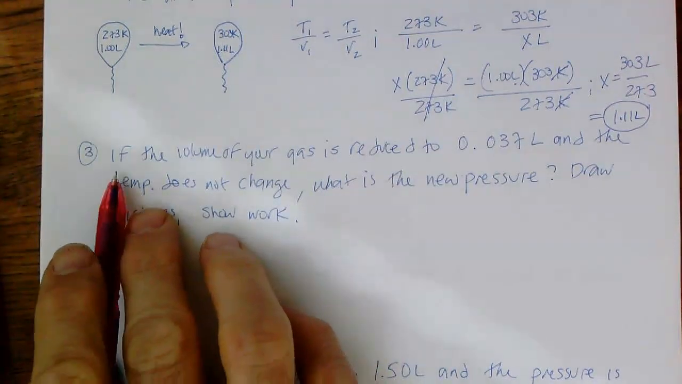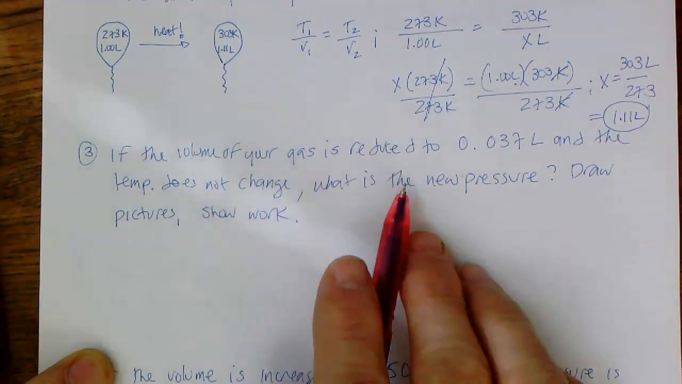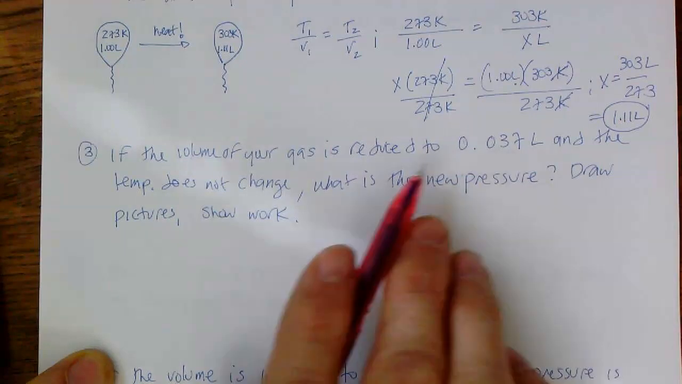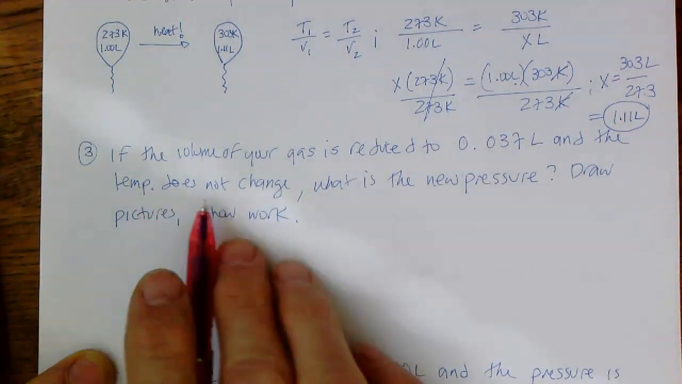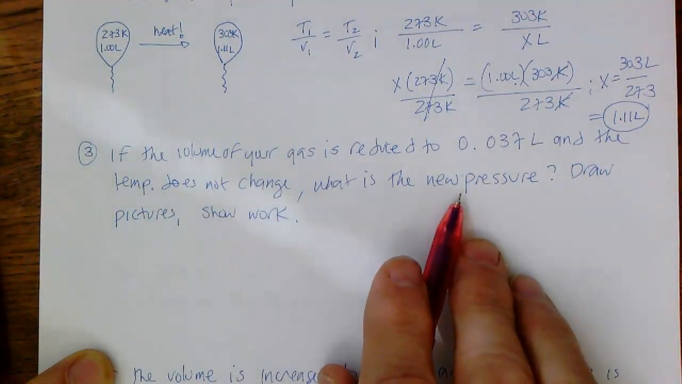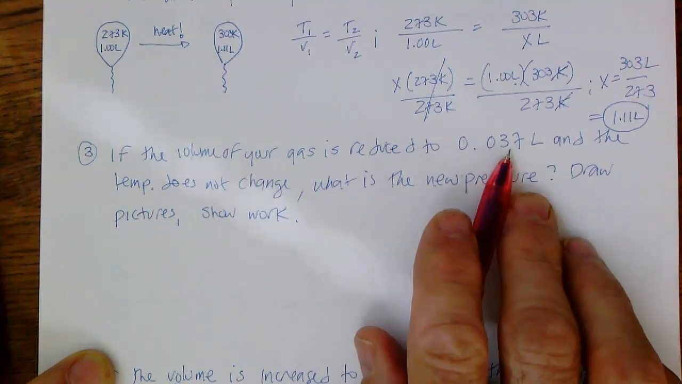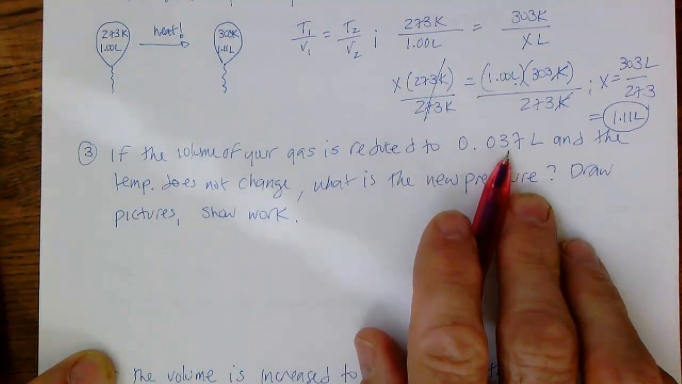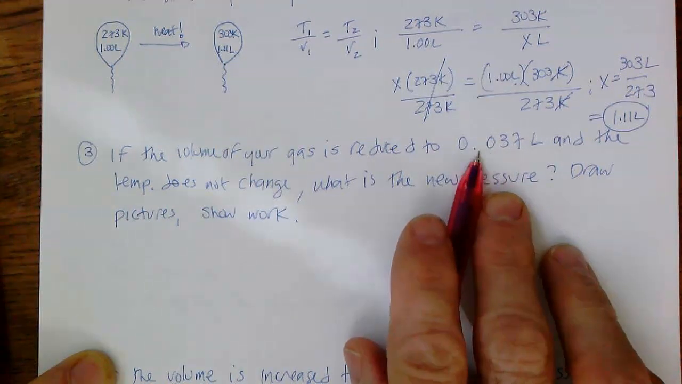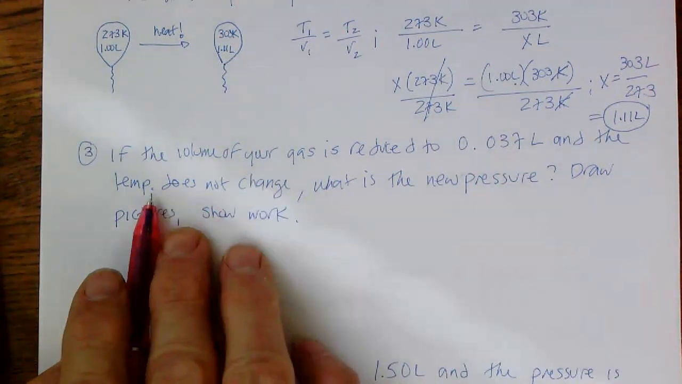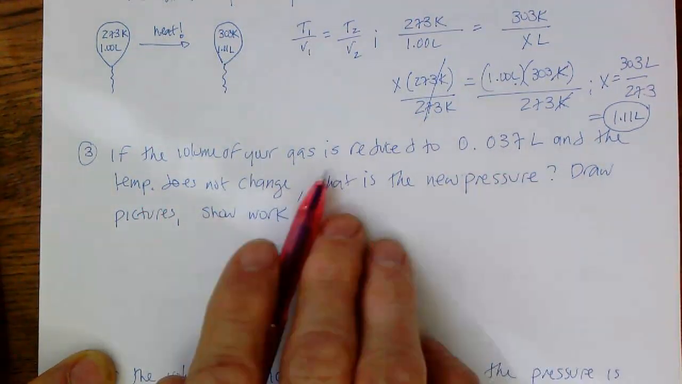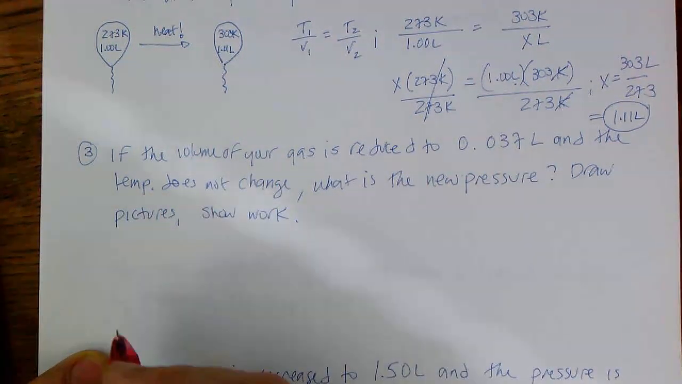Okay, question number 3. If the volume of our gas is reduced to 0.037 liters and the temperature doesn't change, what's the new pressure? Well, what's happening? We're reducing the volume like crazy. It was initially 1 liter. We're going down to less than a tenth of a liter, but we're not heating it up. It sounds like the factors at play are pressure and volume.